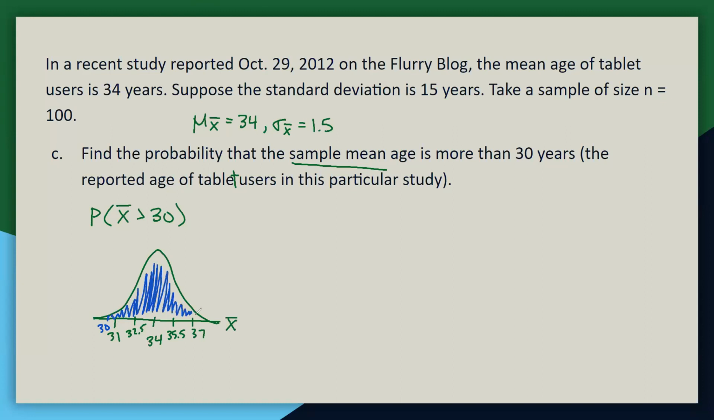I see a few things. First, that 30 is out past the 2 standard deviation mark, and I've shaded in most of this curve. So I'm expecting a really big probability, something greater than 95%. This is going to be pretty big.